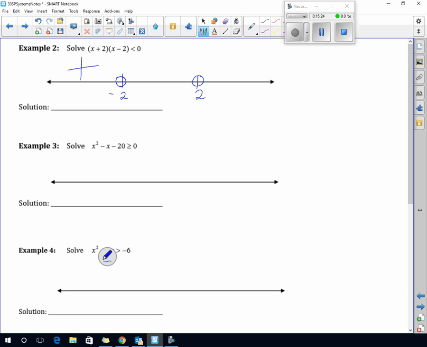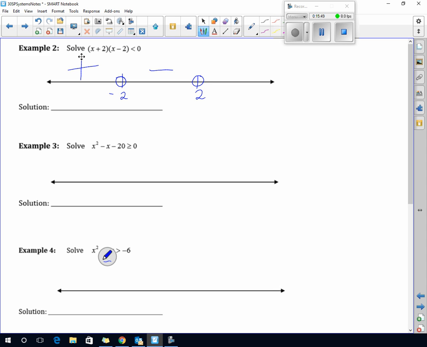Again, I'll pick something to the right of 2. I could pick 3, I could pick 10, I could pick a million. Let's do a million. A million goes in here. What do I get for the first bracket? Positive or negative? Positive. What about here? Positive. So a positive times a positive gives me a positive. Do I have to refresh your memory on products of negatives and positives? You guys know, same sign positive, different sign negative.